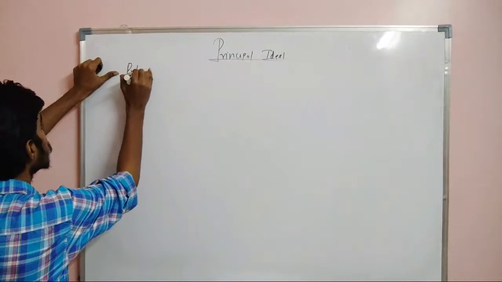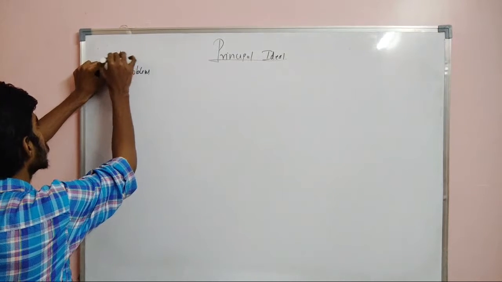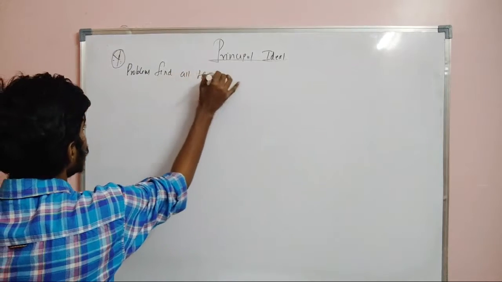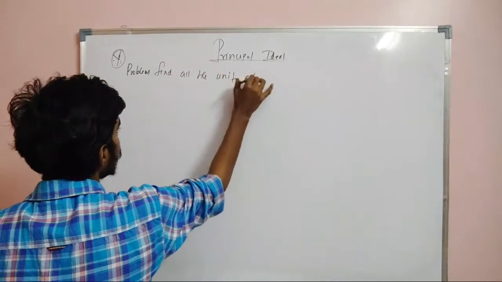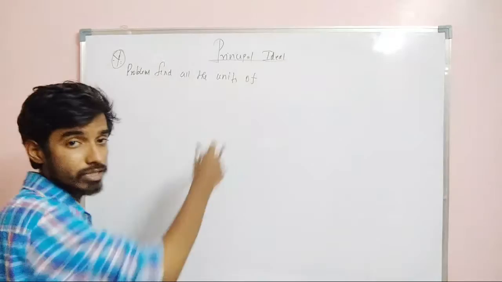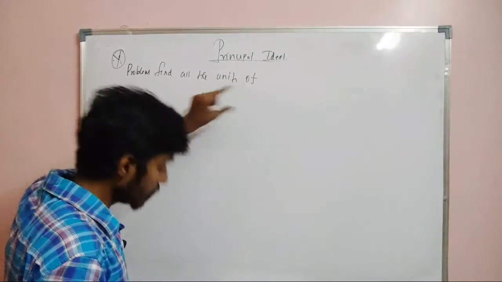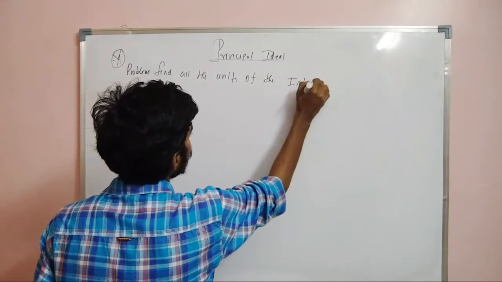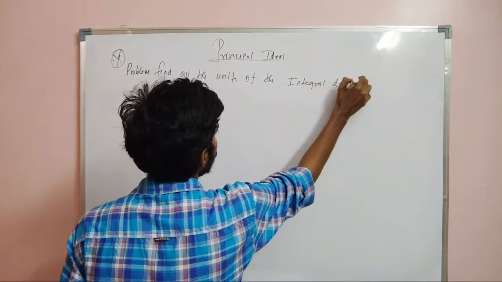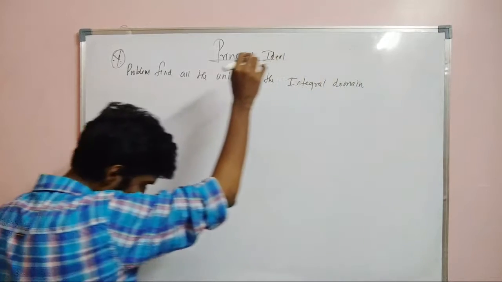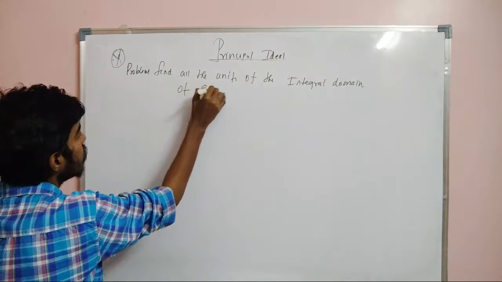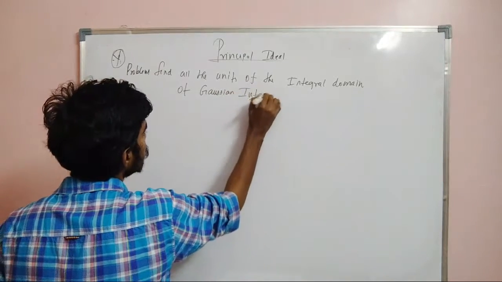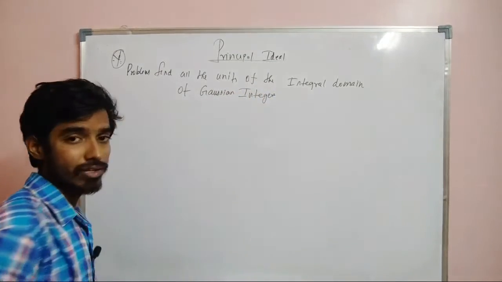A very important problem: find all the units of the integral domain of Gaussian integers. Remember, we need to find units, and units means we can have more than one. We already defined what is meant by Gaussian integers, right. We need to find all the units of Gaussian integers.